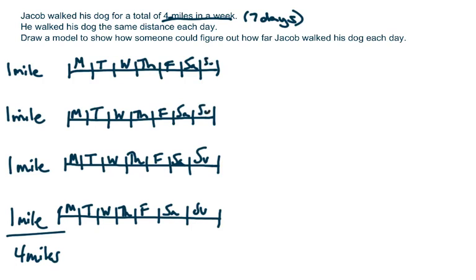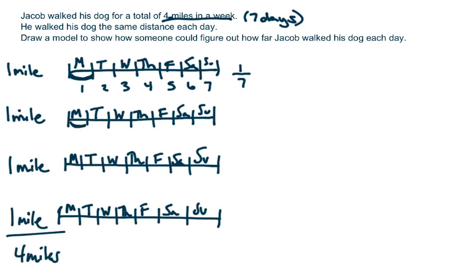So each day he walked a portion of that mile. Let's see how many he walked. Well, in this mile, he walked one portion out of how many? 1, 2, 3, 4, 5, 6, 7. Okay, so he walked 1/7. That was of that 1 mile on that one day.